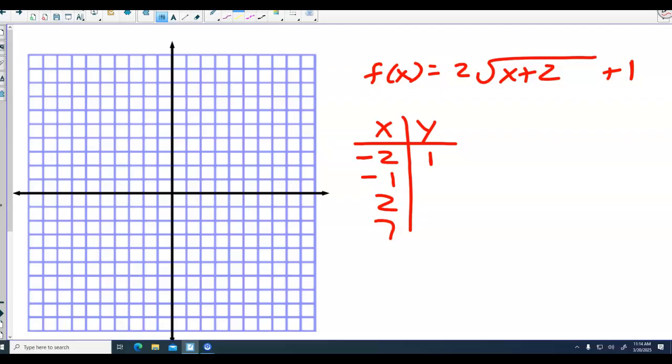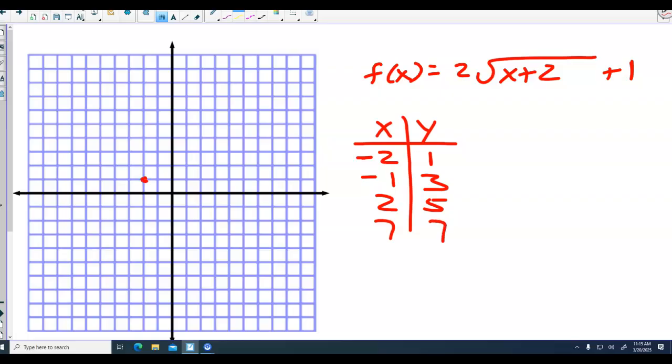-1 plus 2 is 1, the square root of 1 is 1. 1 times 2 is 2, plus 1 is 3. 2 plus 2 is 4, the square root of 4 is 2. 2 times 2 is 4, plus 1 is 5. 7 plus 2 is 9, the square root of 9 is 3. 3 times 2 is 6, plus 1 is 7.